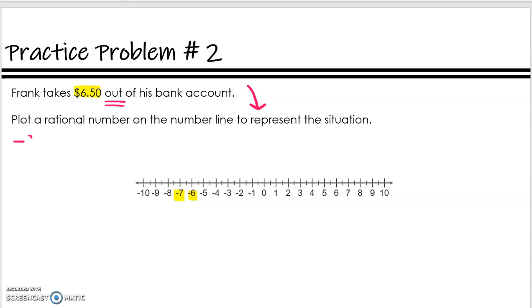So it is -6.50. Okay, so I'm going to go to -6, and there's only one tick mark between, which means that they have cut our whole numbers in half. So this is perfect. That is exactly where we would want to plot, right in the middle. And that again is -6.50.